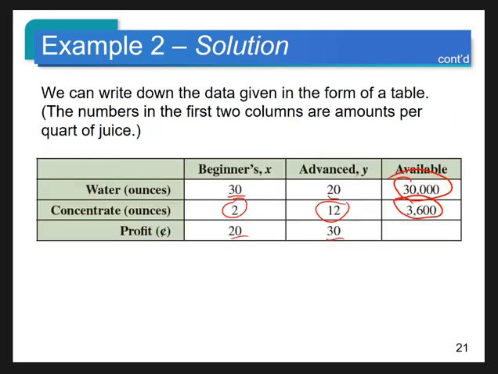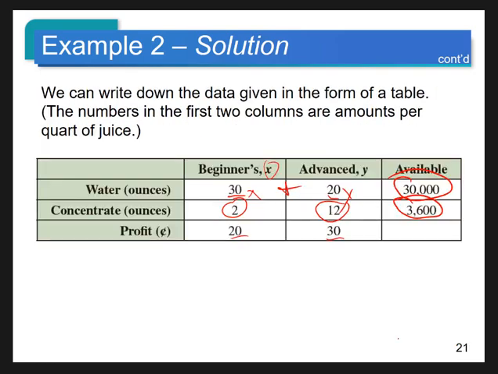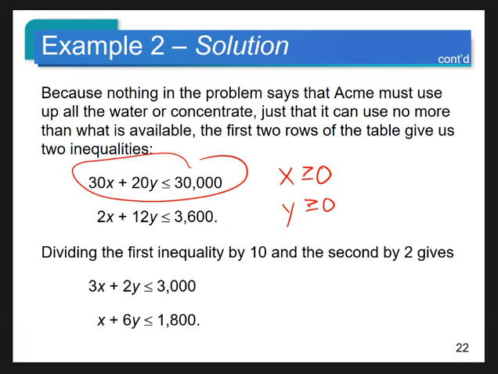So this top one here, if X is the quarts of beginners and Y the quarts of advanced, 30X plus 20Y equals 30,000. That's what we get right here. For the concentrate, 2X plus 12Y equals 3,600. That's another constraint. So those are our constraints. We also can throw in there that we can't make less than 0 of the beginners, and we can't make less than 0 of the advanced. A lot of times we have those common sense constraints on X and Y.